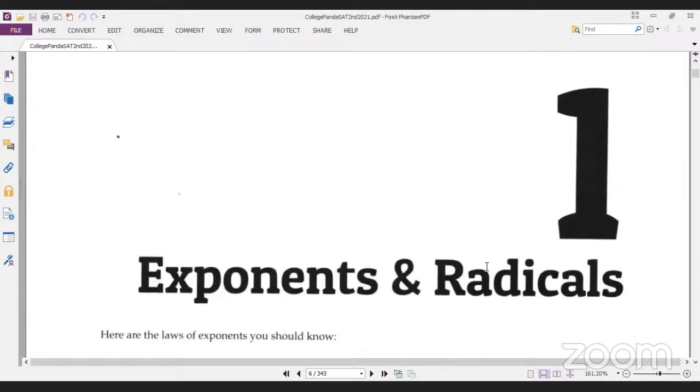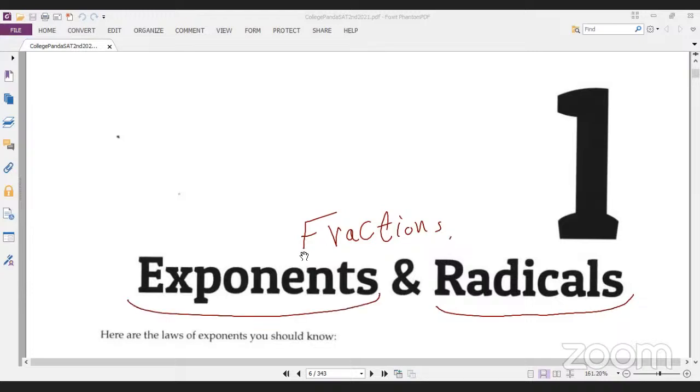Chapter 1: exponents and radicals, and fractions. So chapter 1 includes all of these mathematics vocabularies. We will try to concentrate on the concepts.